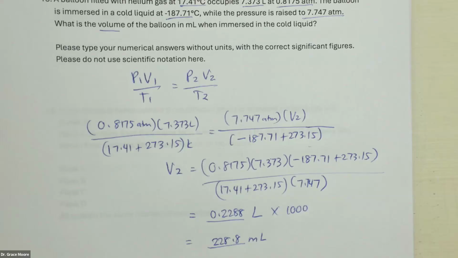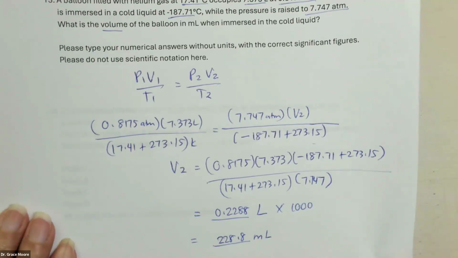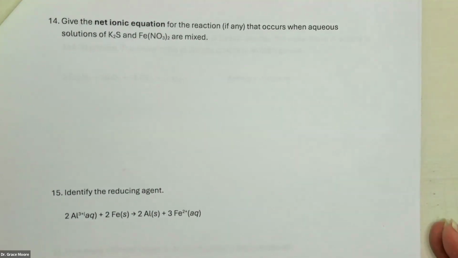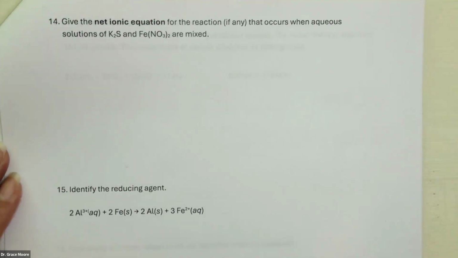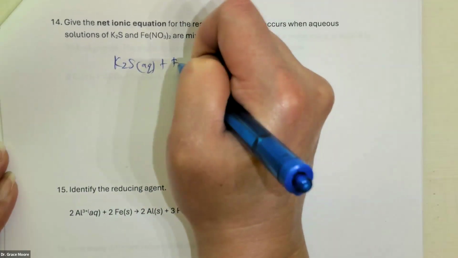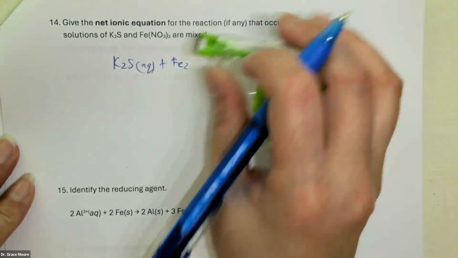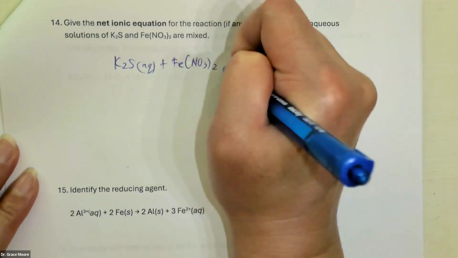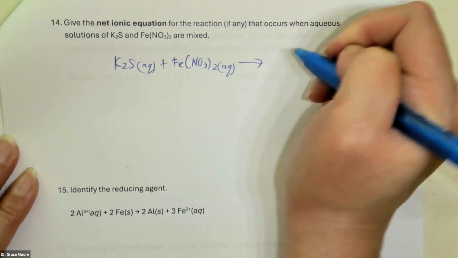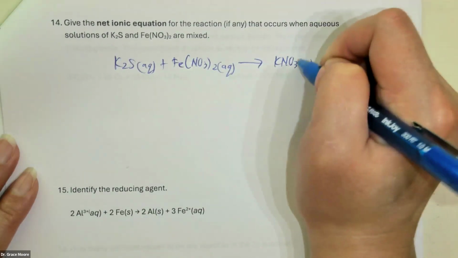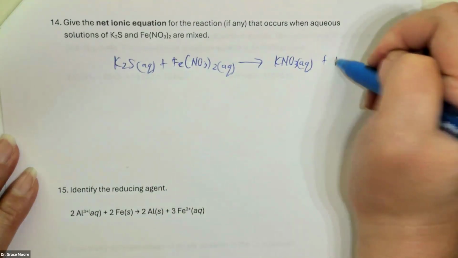All right, let's keep going. We're doing number 14. Net ionic equation. Okay, so there's complete, there's net. So you have to see, okay, this is double displacement. If I put K2S and Fe(NO3)2, you mix it up. What do you get? KNO3, and then Fe and S.